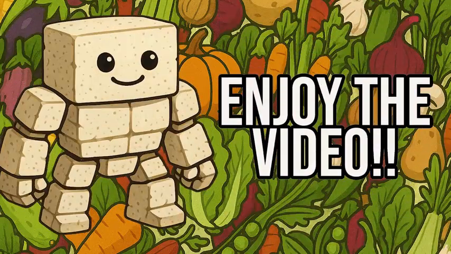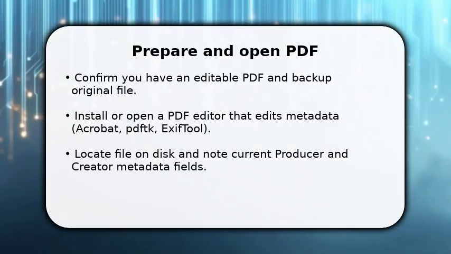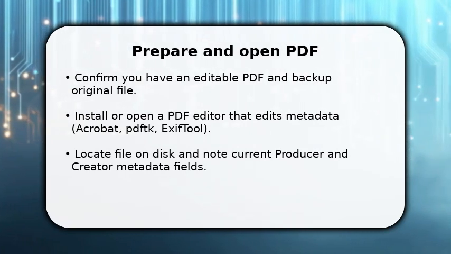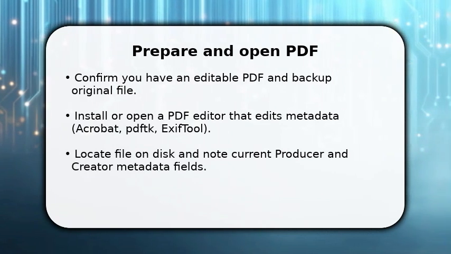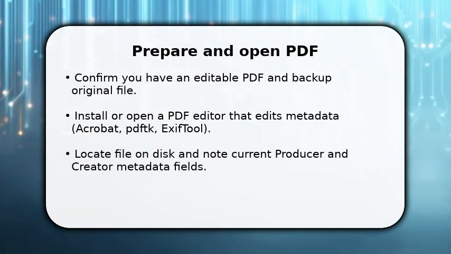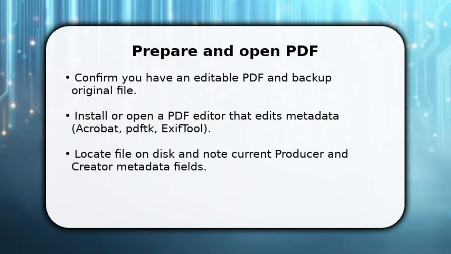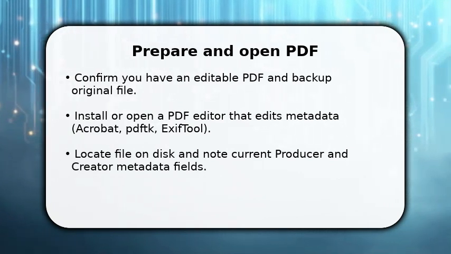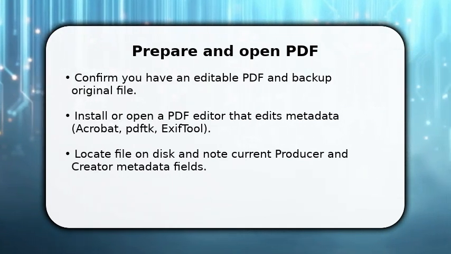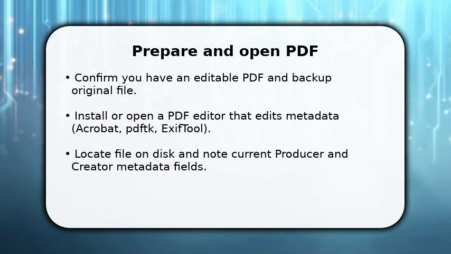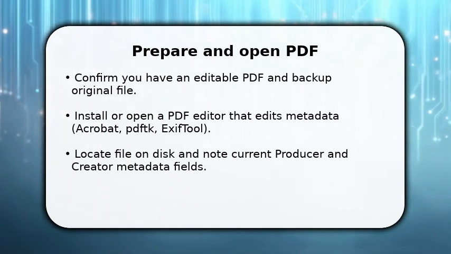Please enjoy the video. You start by making a working copy and opening your PDF in a metadata-capable editor. Once opened, navigate to the Document Properties or Metadata pane so you can see the producer field. Make sure the file isn't password protected or flattened. If it is, unlock or obtain the original source first. You're doing this to avoid corruption and preserve a clean revision history.